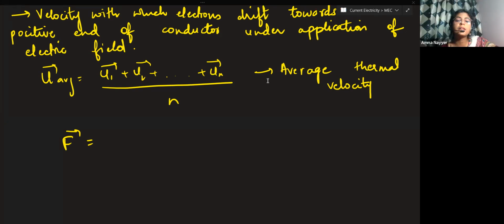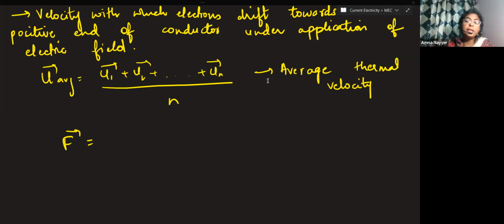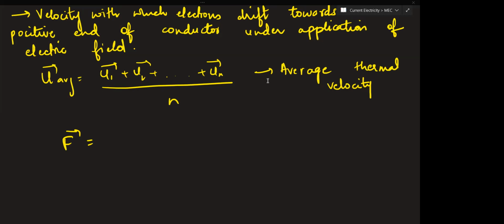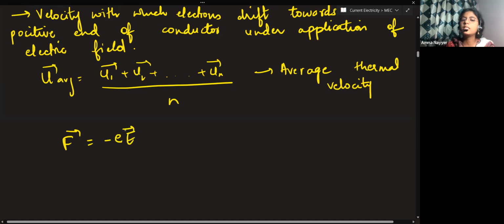Yes, Kulsum? Electric field is force by charge. Yes. So E is F by Q. So F will be Q into E. This was it only. Don't forget all these things. These will be utilized in your constant derivations. All right, good, Kulsum. Here you have the charge as the electronic charge. This will be your force.